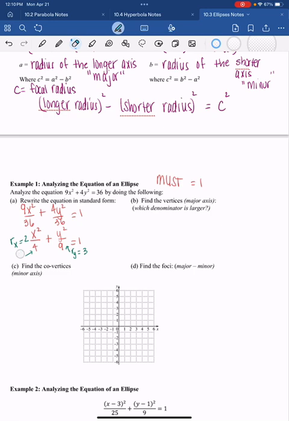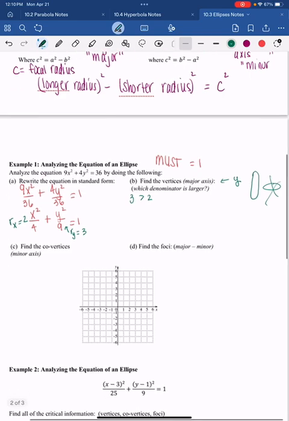I'm going to erase this. I don't want to use a squared. All right, so which is bigger? Is 3 larger or is 2 larger? Well, last time I checked, 3 was greater than 2, and 3 is associated with y, so the major axis is going to be y. So this ellipse is going to be taller, vertically larger than horizontally.